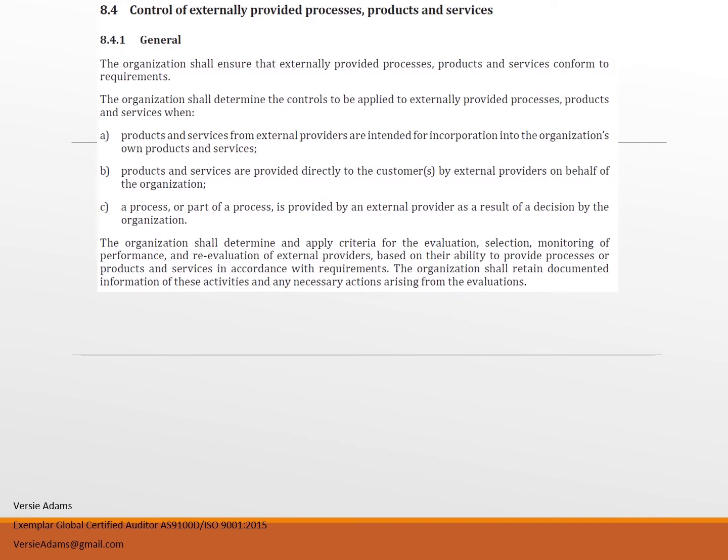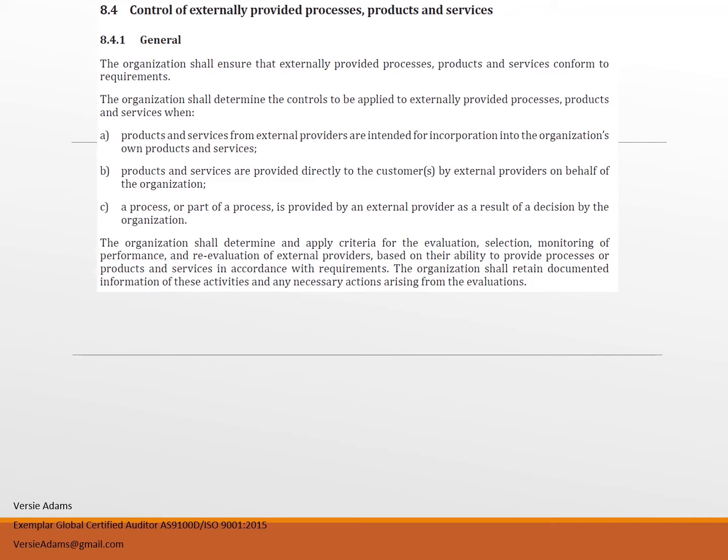Okay, so first, what we're going to do is go through subclause 8.4.1 General, which is a general clause of section 8.4. The organization shall ensure that externally provided processes, products, and services conform to requirements. The organization shall determine the controls to be applied to externally provided processes, products, and services when: A. Products and services from external providers are intended for incorporation into the organization's own products and services. B. Products and services are provided directly to the customer or customers by external providers on behalf of the organization.